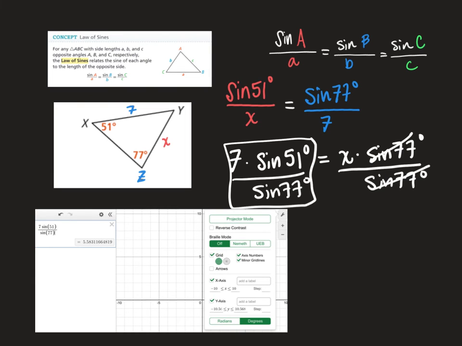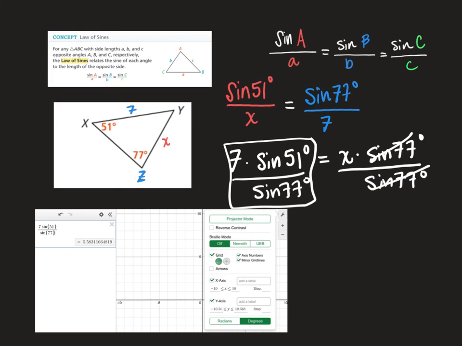Okay, so here's what it looks like when I plug it into the calculator. You can see that I have 7 times the sine of 51 divided by the sine of 77. When I close the parentheses on the 51 at the top and then push the divided by sign, it automatically put it all over sine of 77.